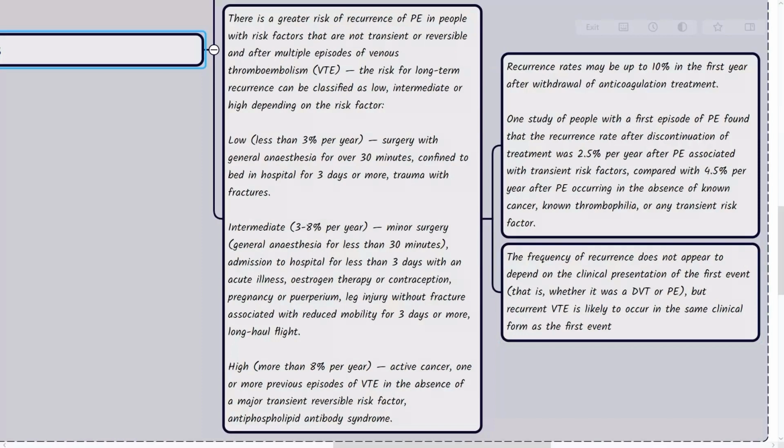One study of people with a first episode of PE found that the recurrence rate after discontinuation of treatment was 2.5% per year after PE associated with transient risk factors, compared with 4.5% per year after PE occurring in the absence of known cancer, known thrombophilia, or any transient risk factor. The frequency of recurrence does not appear to depend on the clinical presentation of the first event, that is, whether it was a DVT or PE. But recurrent VTE is likely to occur in the same clinical form as the first event.